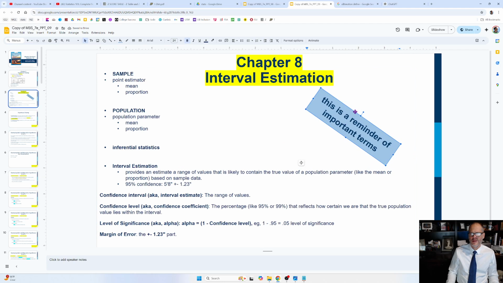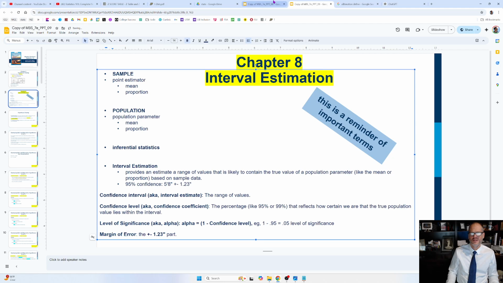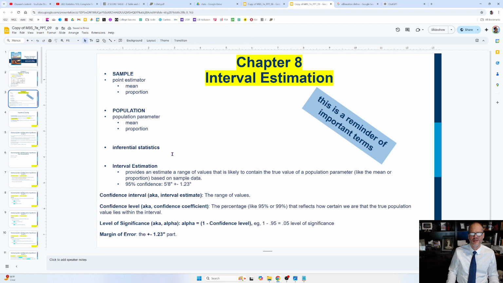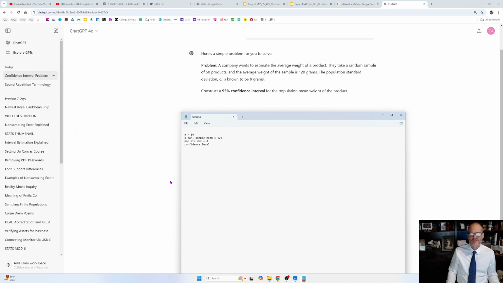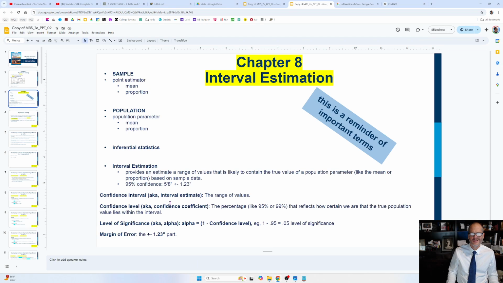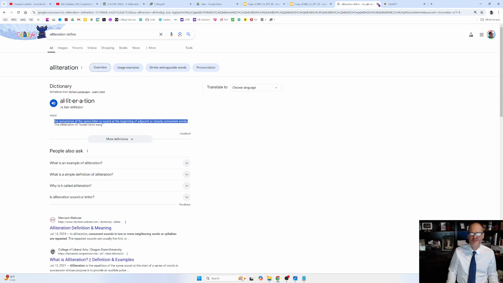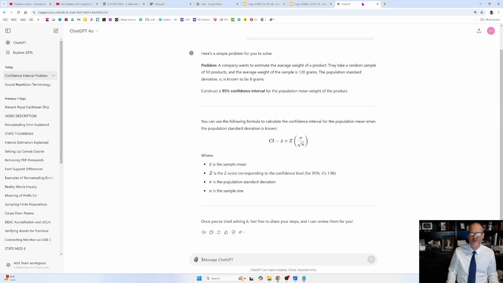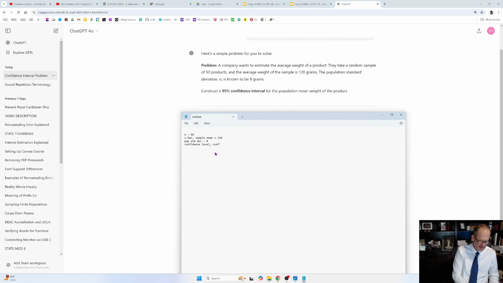I know this is a little bit slow, but this is something we need to see. So back to our problem. The confidence level, which could also be called the confidence coefficient. We're doing this so that we learn the terms. The confidence level is 95%. Construct a 95% confidence interval for the population mean weight of the product.